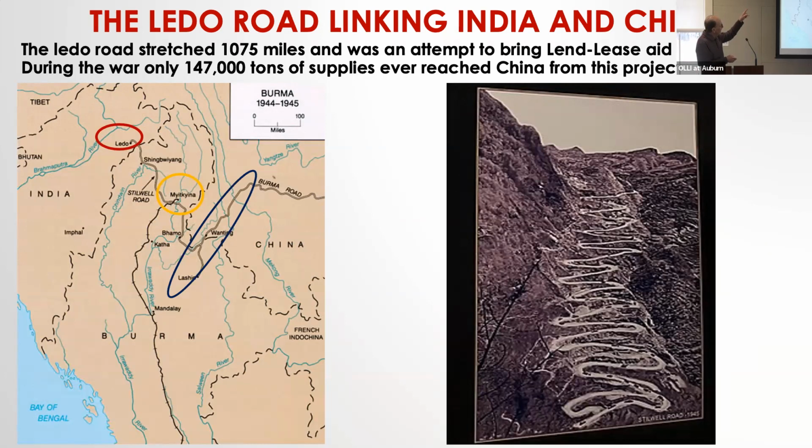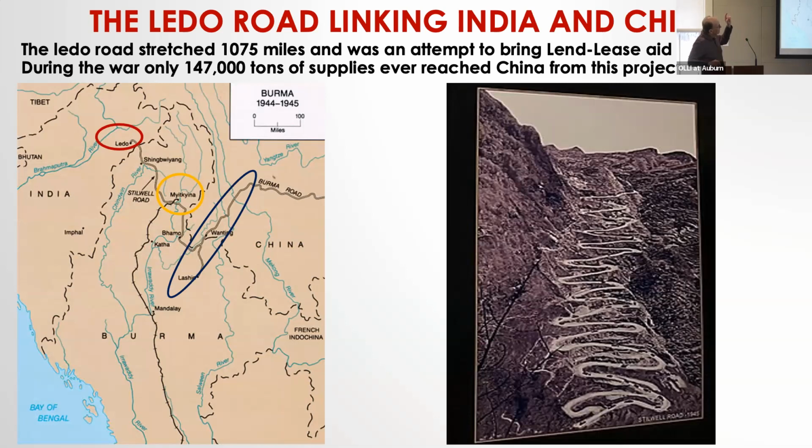And if you look at the map on the left side, you see where Ledo is. That's the red circle. Then you see the yellow circle in the middle. That's called Myitkyina. And then the blue oval, that's where the old Burma Road is.